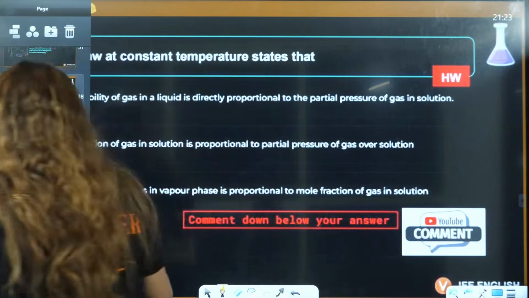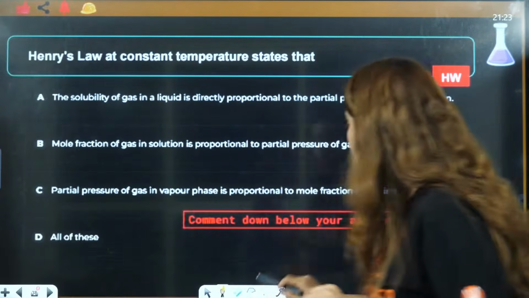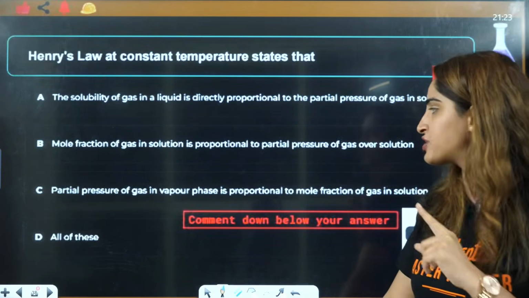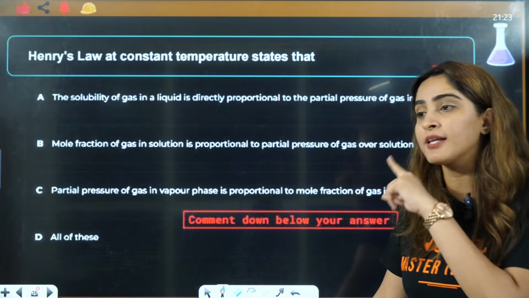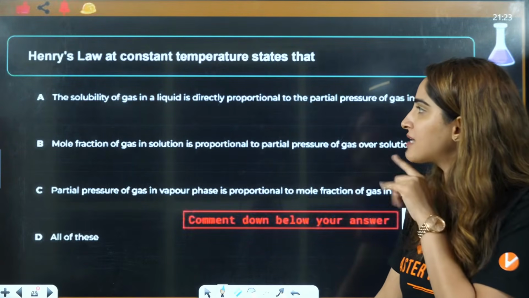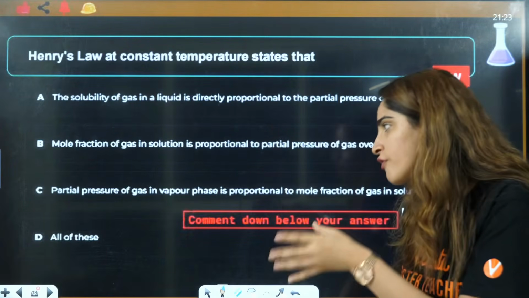Shall we do the questions before? So let's do. Firstly, you can take the screenshot here, students. Take the screenshot of this question here. I'll solve this tomorrow for you. Take the screenshot. The Henry's law constant states that the solubility of a gas in this, mole fraction of gas, partial pressure of gas, all of this.